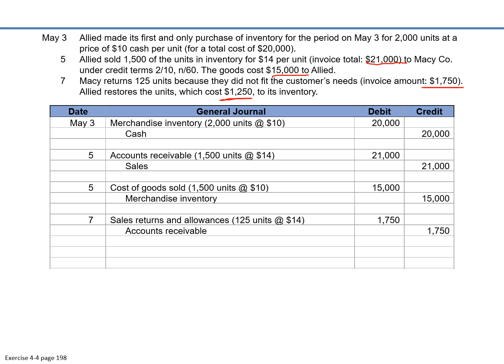Then we need to restore the goods to inventory because there's nothing wrong with them. They just didn't need them, right? So we're going to debit inventory for the $1,250. And we're going to credit cost of goods sold for $1,250.